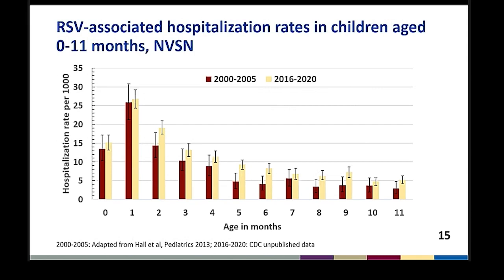A closer look at RSV-associated hospitalization rates in children aged 0 to 11 months demonstrates that the highest incidence of RSV-associated hospitalization occurs in infants aged 1 and 2 months and then decreases with increasing age. Because of the high incidence of severe disease in the first months of life, RSV prevention products have focused on maternal immunization and immunoprophylaxis with monoclonal antibodies.